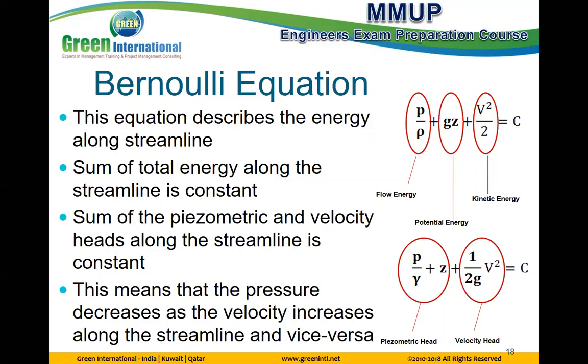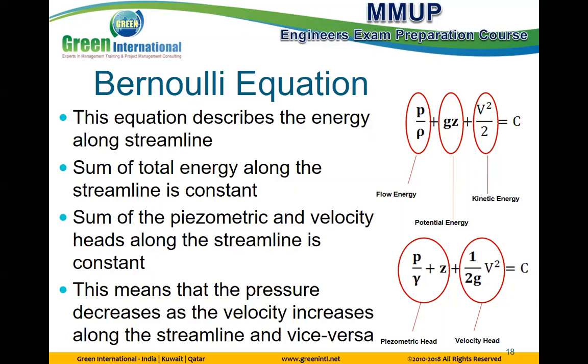One of the main results of this equation is that the sum of the different types of energies in the flow must at the end be equal to a constant. Any particle during the flow has energy. If we check different particles, they should all have the same energy along the streamline. This is the Bernoulli equation.